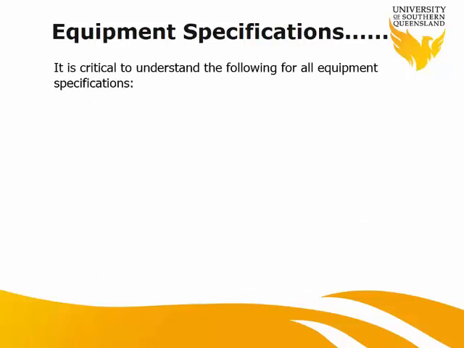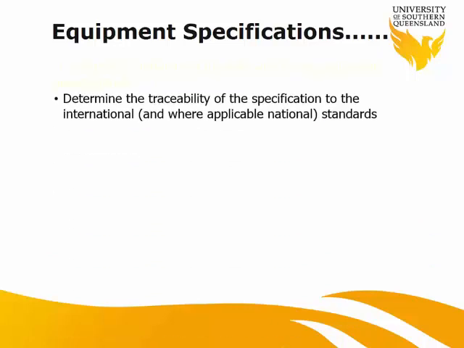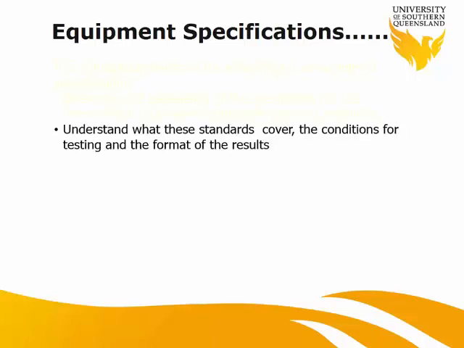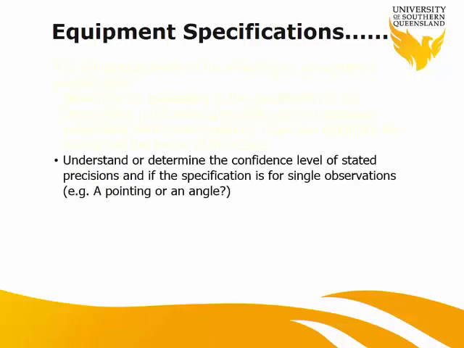So it is critical for us to follow the equipment specification. What that means is we have to make sure that we can determine the traceability of the specification to both national and international standards. If we say national or international, they're probably in line together, so if we follow one, we can make sure that we meet the other. So we have to understand the standards and uncertainty, and we have to be aware of the conditions of testing which affect the final result. We have to be able to determine the correct confidence level which is stated for precision.